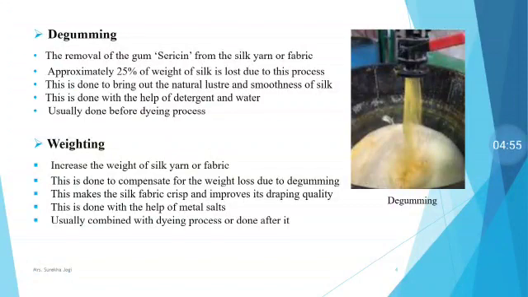Then next process is weighting. Weighting is essential because the manufacturer buys silk by weight. Silk fibers become expensive after degumming as it results in weight loss. This loss in weight is compensated by the weighting process, means in degumming weight is lost. To compensate that weight, the weighting process is essential.